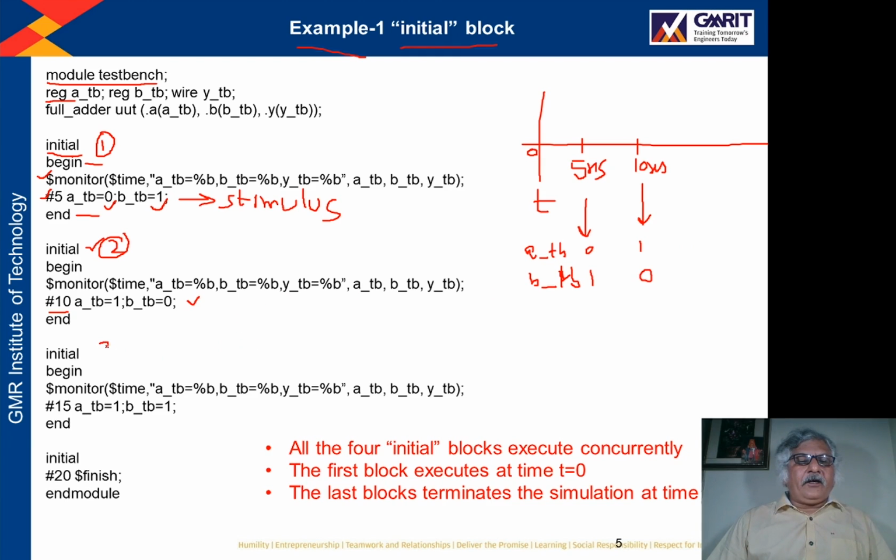Now we have written a third initial block also. In this initial block the statement is hash 15. So this will assign the values to a_tv and b_tv at 15 microsecond after the start of the simulation. So at 15 microsecond, a_tv is 1 and b_tv is 1.